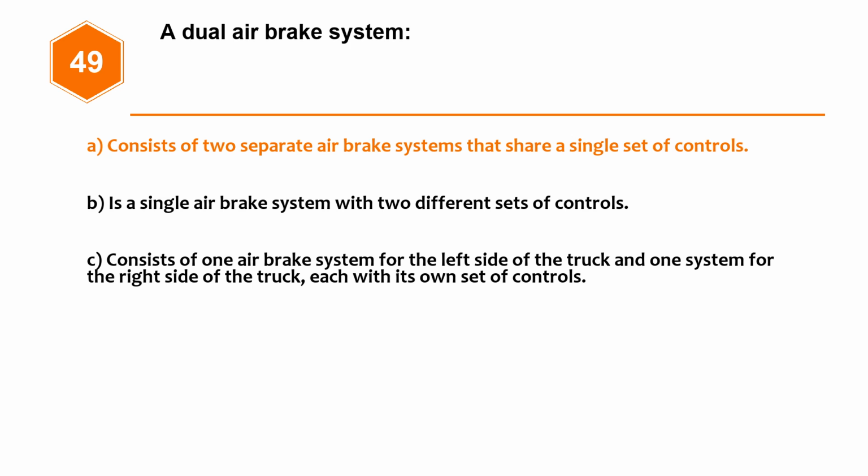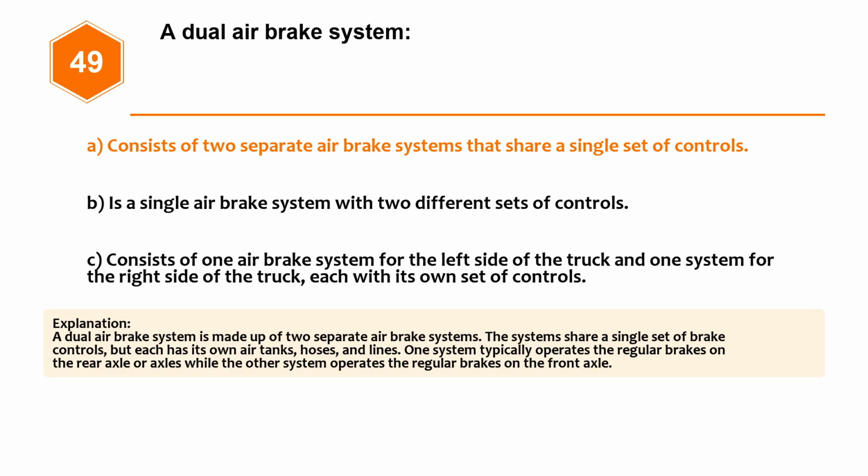The correct answer is option A. Consists of two separate air brake systems that share a single set of controls. Explanation. A dual air brake system is made up of two separate air brake systems. The systems share a single set of brake controls, but each has its own air tanks, hoses, and lines. One system typically operates the regular brakes on the rear axle or axles, while the other system operates the regular brakes on the front axle.